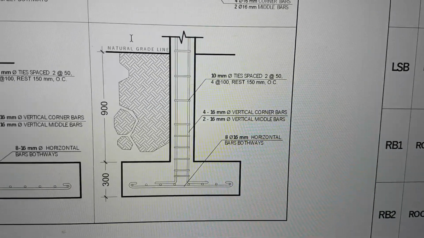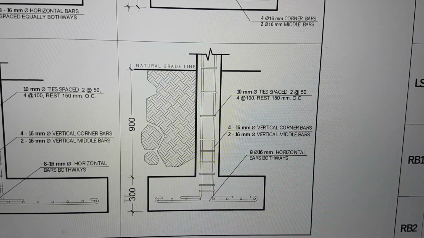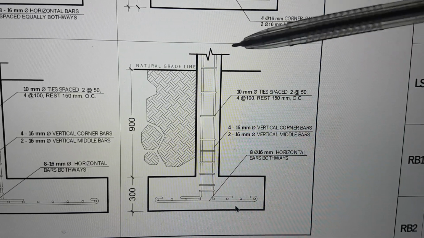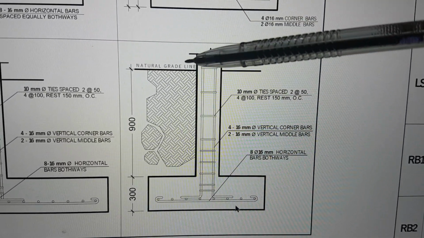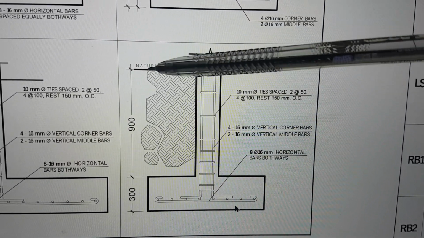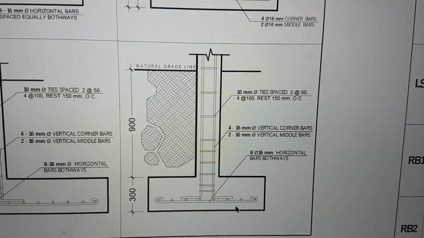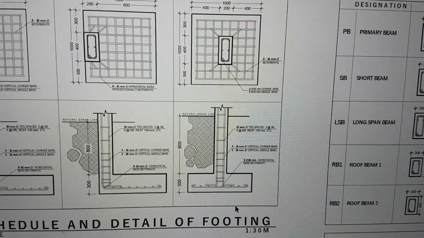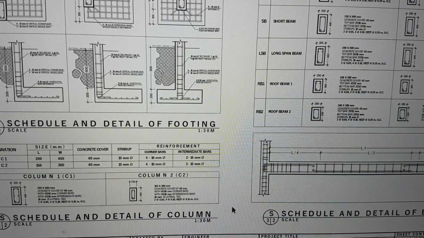So let's consider this isolated footing, because I think this is the best example. For this isolated footing, we have a height for the column of 0.9, but that would not be the final height of the column yet. We also need to consider the grade beam and the slab on fill.